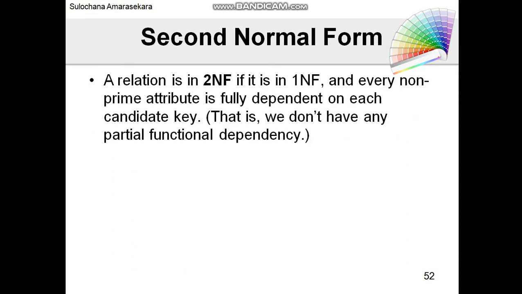Now we are going to consider second normal form. If a table is in second normal form, it must be in first normal form as well as all non-prime attributes must be fully dependent on the primary key. Consider this example.